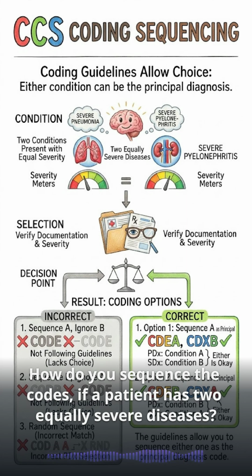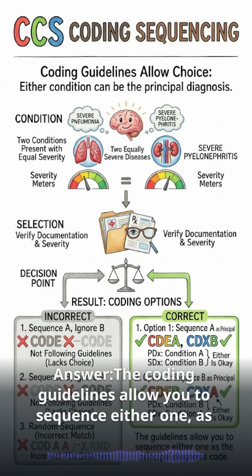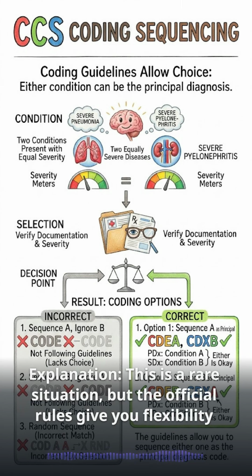111. How do you sequence the codes if a patient has two equally severe diseases? The coding guidelines allow you to sequence either one as the principal diagnosis code. This is a rare situation, but the official rules give you flexibility to choose.